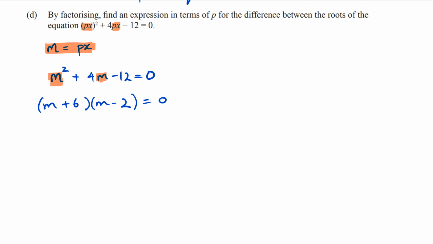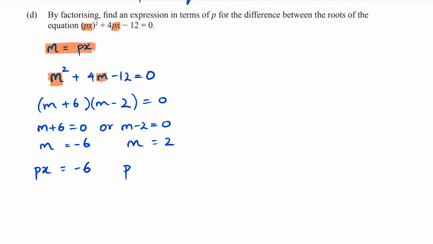So I can then solve these two things, because I've got m plus 6 equals 0, or m minus 2 equals 0. In the first case I get m equals negative 6, and in the second case I get m equals positive 2. So that's what px is equal to, because I've just figured out what m is. M is minus 6 or 2. That means we can say that px equals negative 6, or px equals 2.